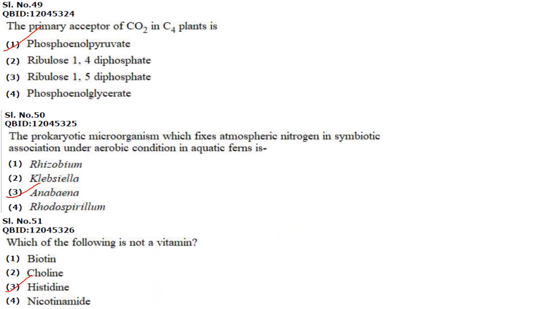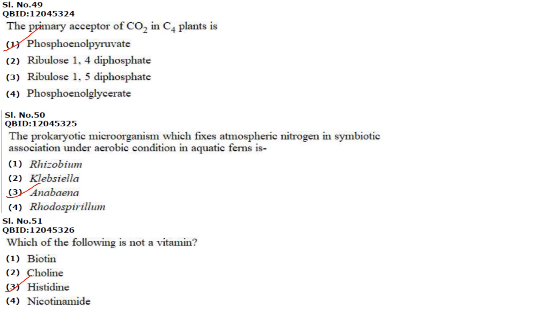Then next one. The primary acceptor of carbon dioxide in C4 plants is phosphoenol pyruvate. Answer is option 1. Then next one. The prokaryotic microorganism which fixes atmospheric nitrogen in symbiotic association under aerobic condition in aquatic ferns. So which is the prokaryotic microorganism which fixes atmospheric nitrogen in symbiotic association with aquatic ferns? So it is Anabaena. Answer is option 3.